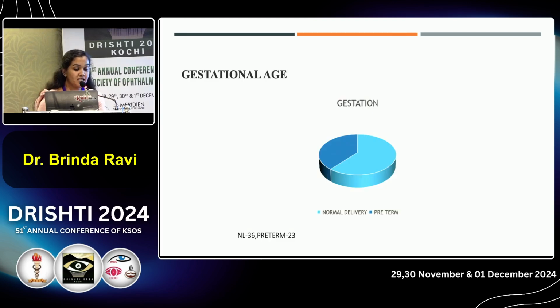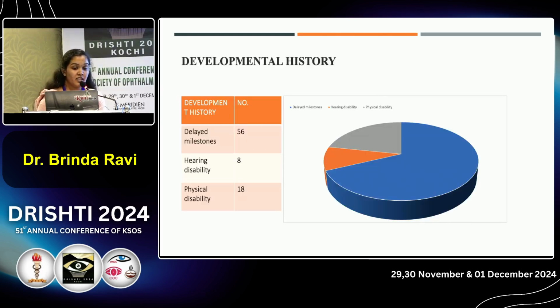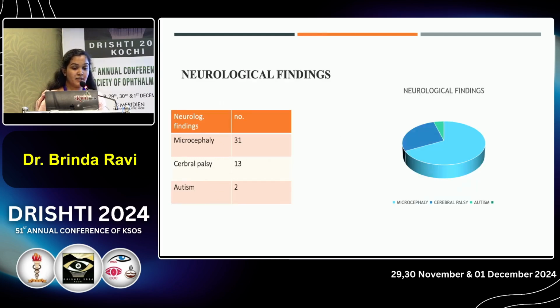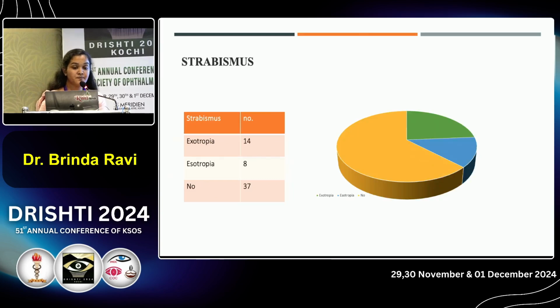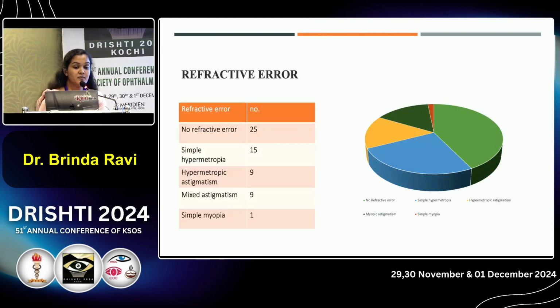Out of the 59 children we studied, 23 were preterm with low birth weight. Developmental history: 56 of them had delayed milestones, 18 had physical disability, and 8 had hearing disability. Neurological finding: the most common one was microcephaly, followed by cerebral palsy and autism. Strabismus: exotropia was the most common type. Nystagmus was found in 19 of them. Refractive error: simple hypermetropia was the most common, followed by hypermetropic astigmatism and mixed astigmatism.